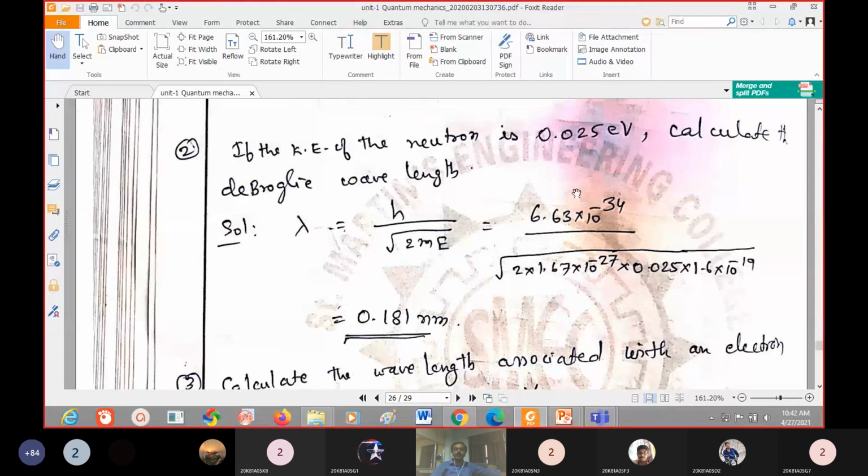Do it yourself: instead of 0.025, the kinetic energy of the neutron is 0.55 electron volts. Calculate the de Broglie wavelength. Do it yourself, and tomorrow you have to share that.